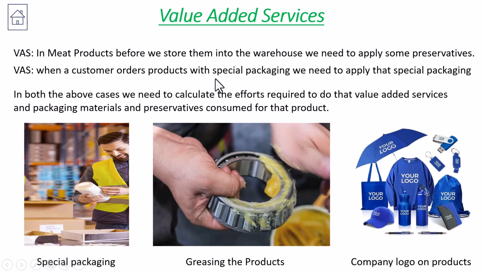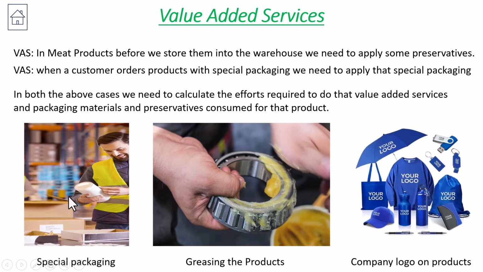And when a customer orders a product with special packaging, we need to apply the special packaging. Here the customer orders products with some special packaging, so we are going to pack this with the special packaging. And here the customer orders these products with his custom logo, so it costs something. So we can go with the value added services for this. In both the above cases, we need to calculate the efforts required for the value added services, and the packaging materials and preservatives consumed for the products. So this is all about value added services.